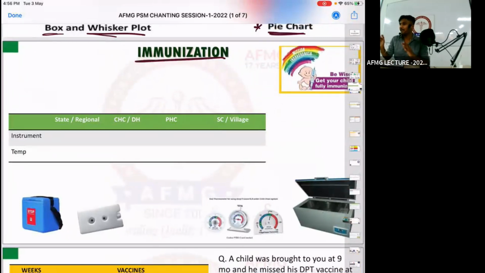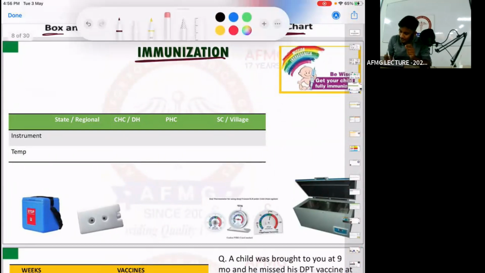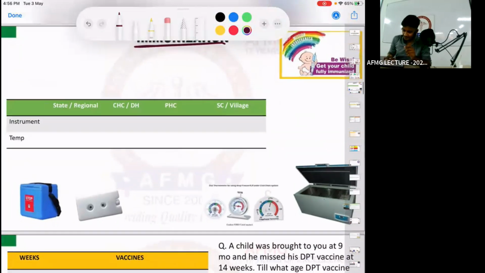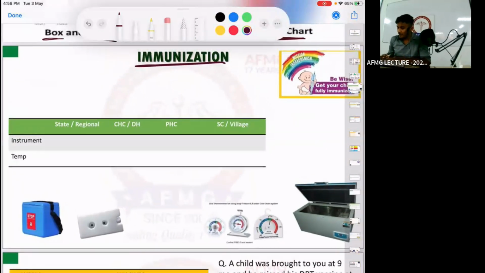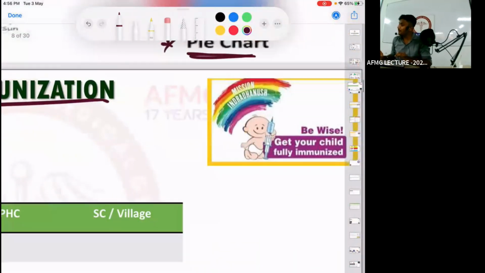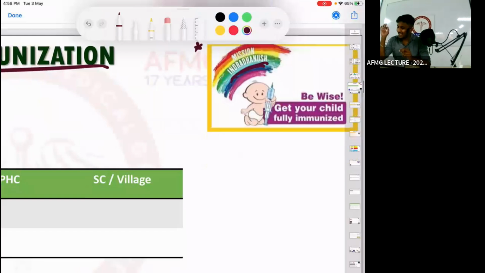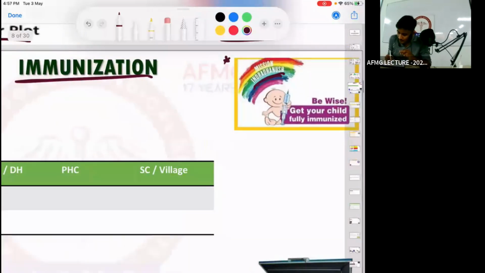Immunization is important. So one was a hard topic, one an easy one, and I hope it is easy for all of you. All of you have studied it really well. Now, in immunization, first I'll start with this program launched by the government of India. It is known as Mission Indradhanush. Indradhanush means a rainbow, right? The tagline is: be wise, get your child immunized. So in Mission Indradhanush, what was planned?